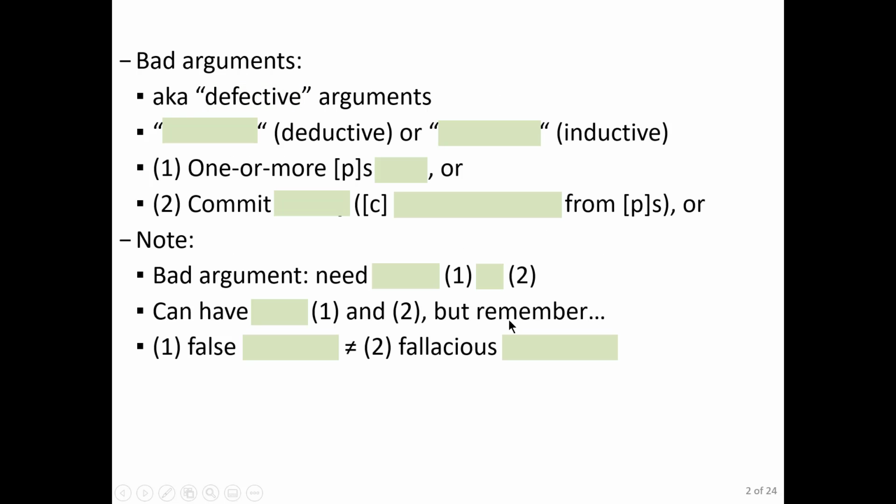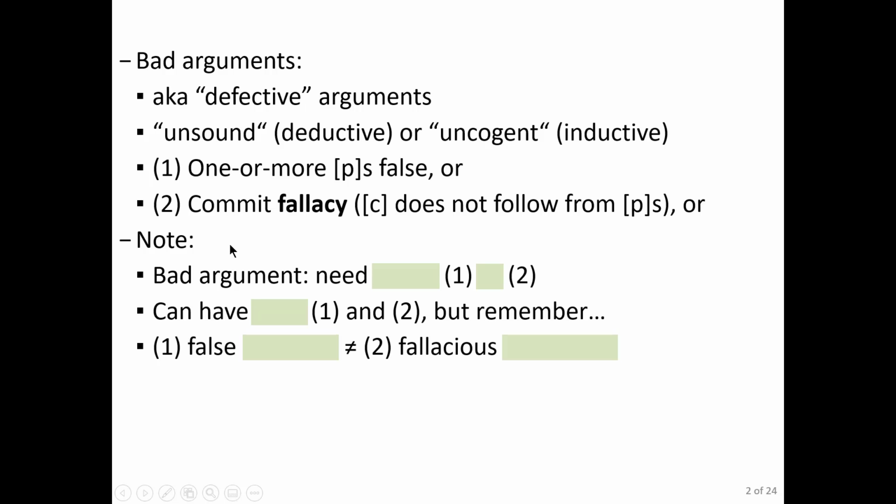Bad arguments, aka defective arguments. If it's a deductive argument, it is unsound. If it's an inductive argument, it is uncogent. One or more of the premises are false, or the argument commits a fallacy, meaning the conclusion does not follow from the premises. Fallacies we'll talk about more specifically, but you've seen this topic before: for some reason, the conclusion just doesn't seem to follow the logic inferred by the premises. We'll talk about different ways that messes with your mind.